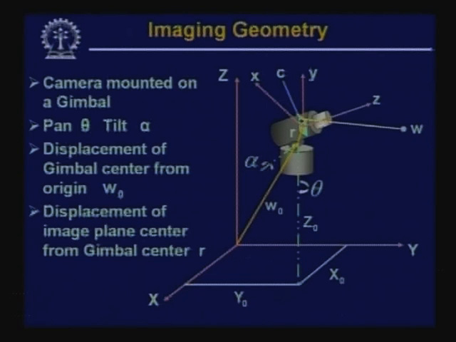Now, here our interest is, given such an imaging arrangement, if we have a point w in the 3D world coordinate, what will be the camera coordinate, what will be the image point c to which this world point w will be mapped. So, this is a general situation, and now let us see how we can obtain the solution to this particular problem: for this generalized imaging setup, for a world point w, what will be the corresponding image point c.